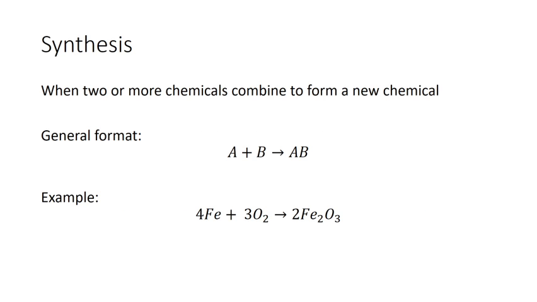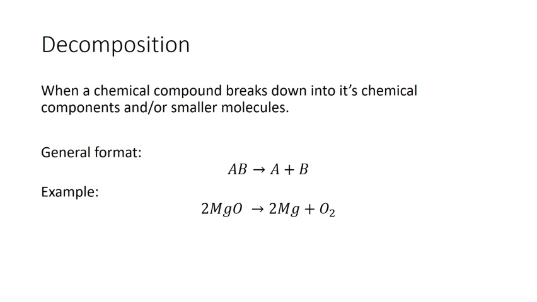Okay, on to the examples here. So the first is synthesis. The basic definition is when 2 or more chemicals combine to form a new chemical compound. The general format is A plus B forms AB. And the example is iron and oxygen forming iron oxide. Decomposition. This is when a chemical compound breaks down into its chemical components and or smaller molecules. The general format would be AB forms A plus B. An example of this is magnesium oxide breaking down into magnesium and oxygen.